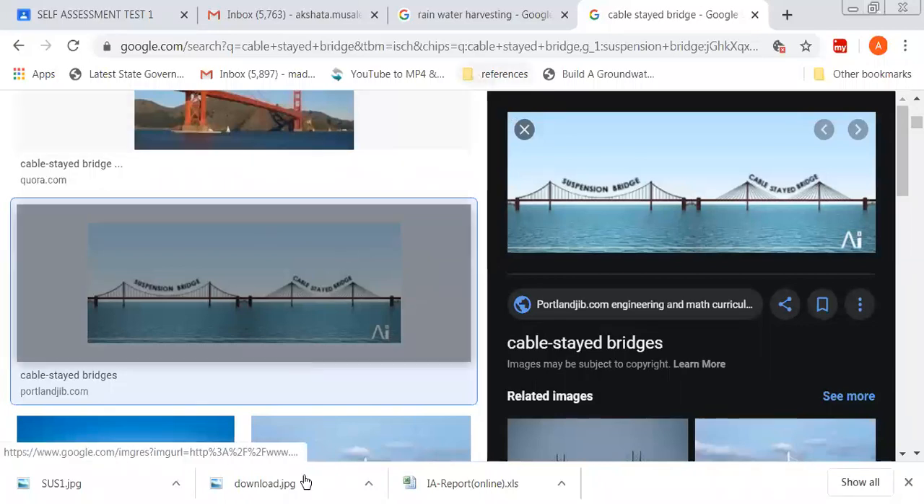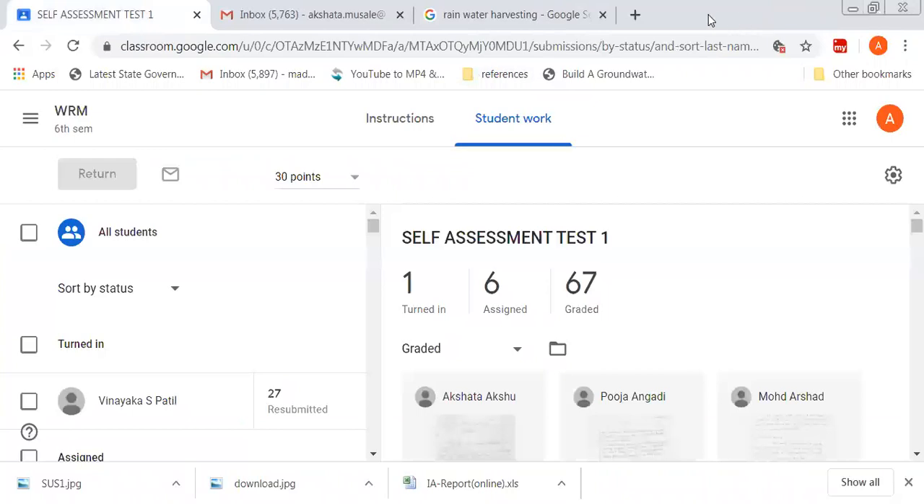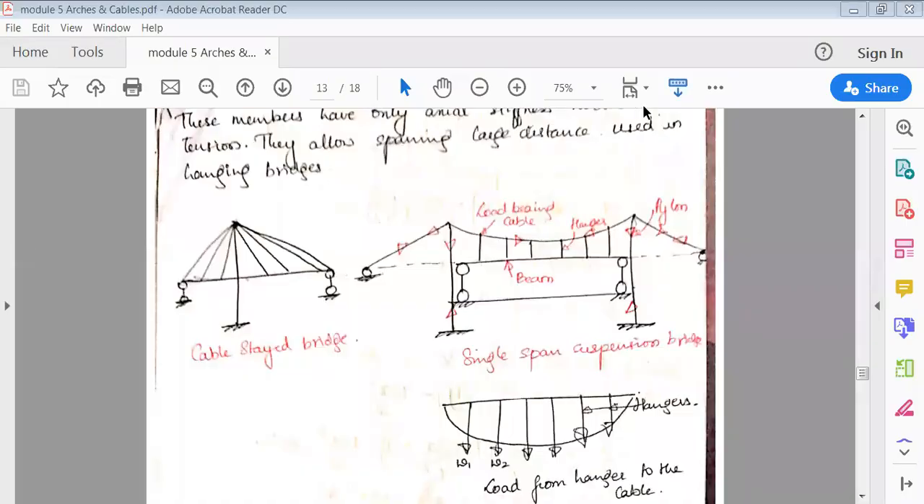Okay. So now, what we are going to find out here is, these are called the hangers. These are called the cables.